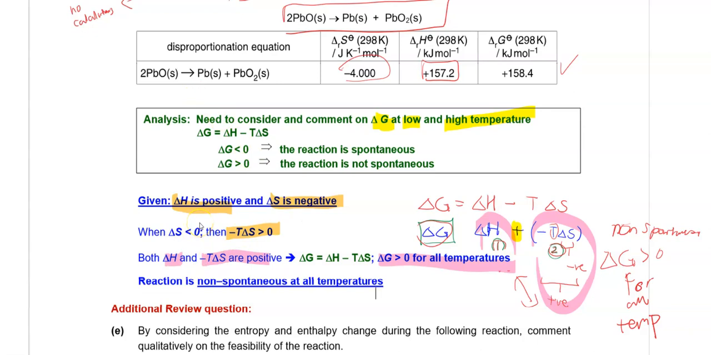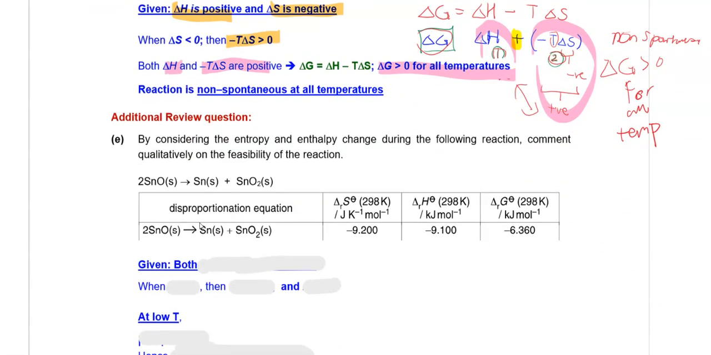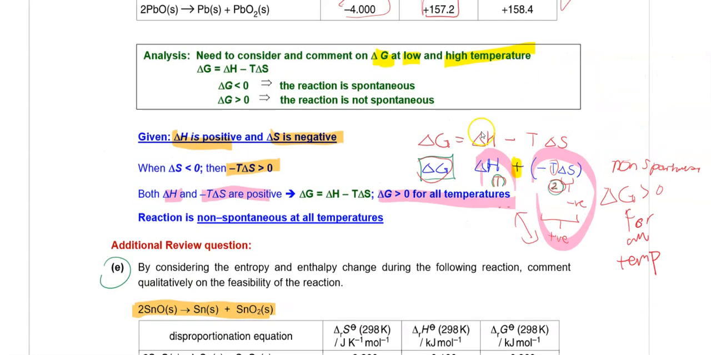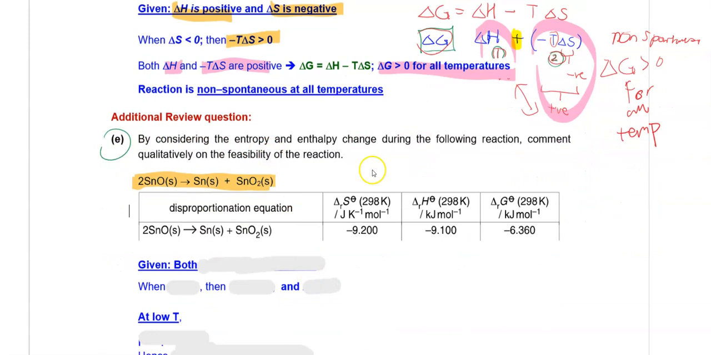Before you move on to the next question, I just have a review question for you. Can we try to do one more similar question to D, which is E? You may pause the video. Basically, what I want you to do is look at this reaction of tin oxide to form tin and tin dioxide. Use the same analysis and conclude on the feasibility of the reaction. You can pause this video now to try this question. When you're ready to resume, you can press the play button and we'll go on to the explanation.